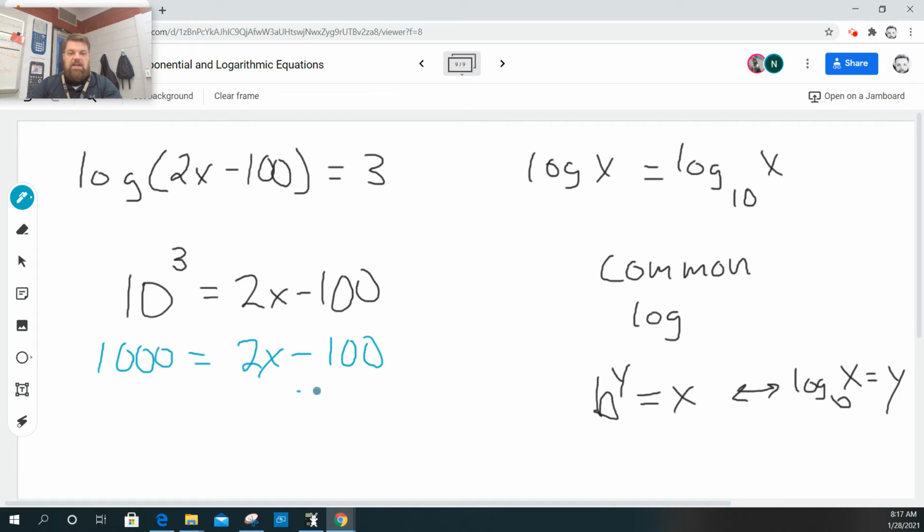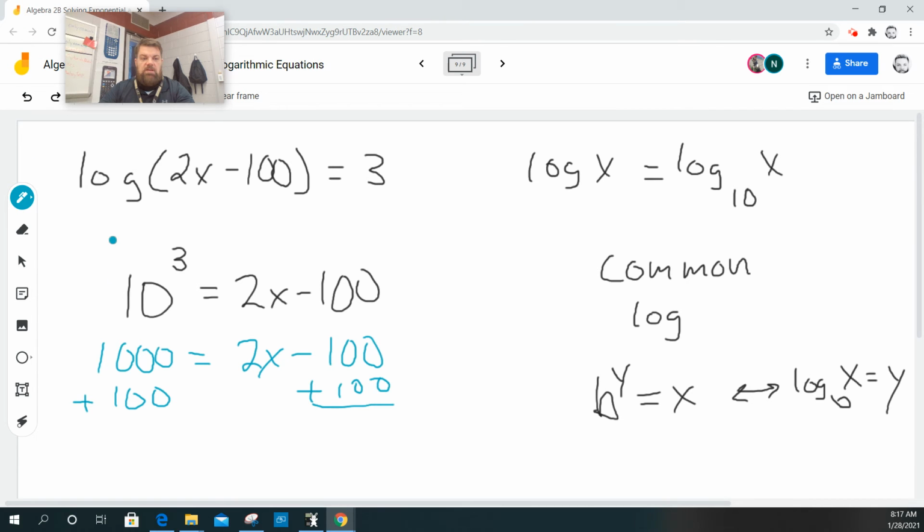All right, so now I got to get x by itself, so I add 100 to both sides because I'm trying to undo what's being done to the x. I've got 1,100 on this side. Negative 100 plus 100 cancels, that equals 0. 0 plus 2x is just 2x. Next, I'm just going to divide by 2.